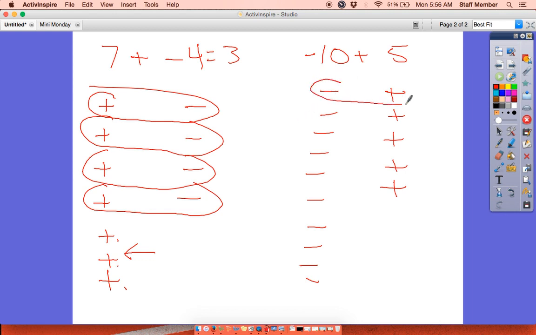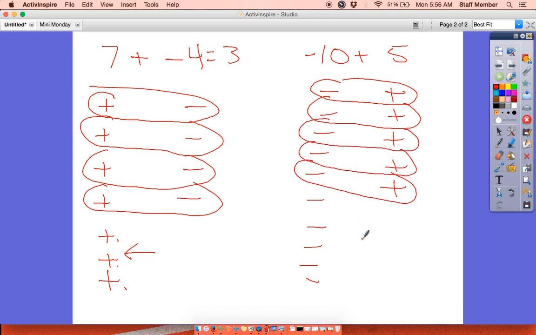So positive 1 and a negative 1 makes 0. There's another one that makes 0. Another one that makes 0. Another one that makes 0. Another one that makes 0. Here's what I'm left with. 1, 2, 3, 4, 5. 5 negatives. My answer is negative 5.